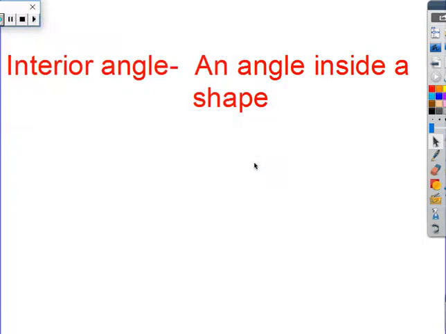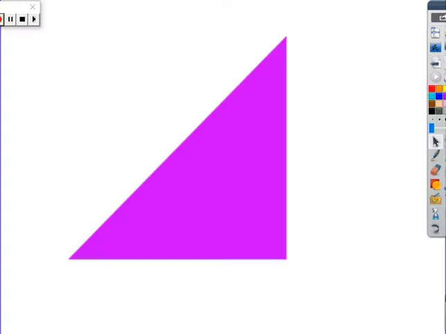Today we're going to work on introducing angles in the Power Polygons. First thing we're going to do is get our notes out and write interior angle, an angle inside the shape. Add that to your notes. You see we have a Power Polygon here. We're going to measure the insides of this triangle, which is from this point to this point, this point to this point, and this point to this point.